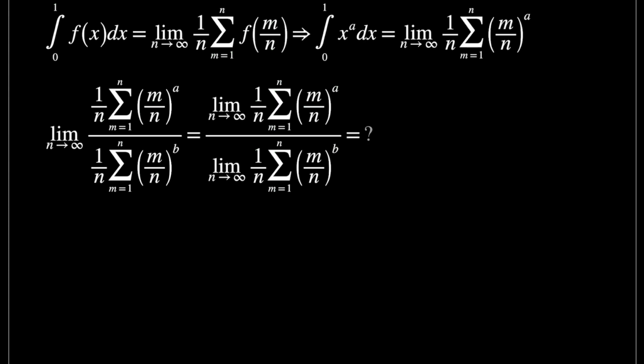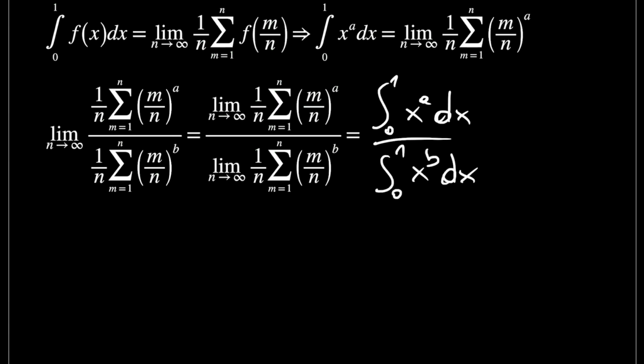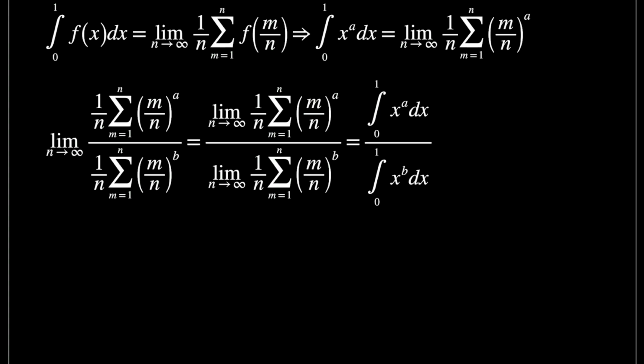And that's really nice because we can get rid of the limits and just convert this into a fraction of integrals. So the integral from 0 to 1 of x to the power of a dx divided by the integral from 0 to 1 of x to the power of b dx. Now, of course, these integrals are the exact same, so I'll go through them quickly, and they're also really quite basic because they're just a power rule.